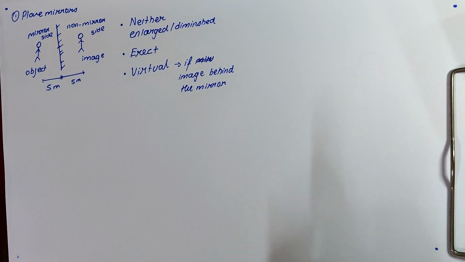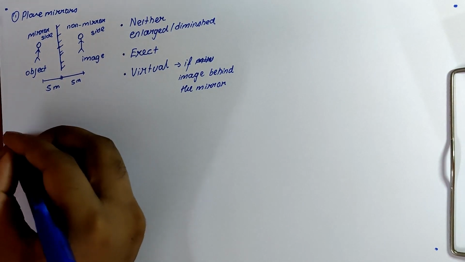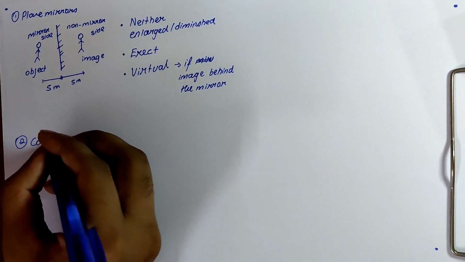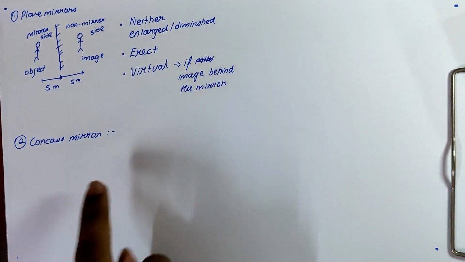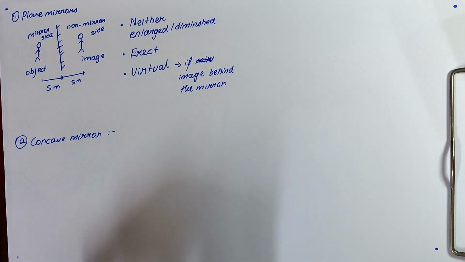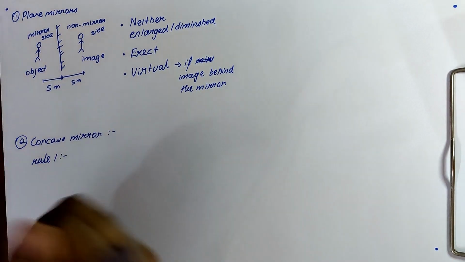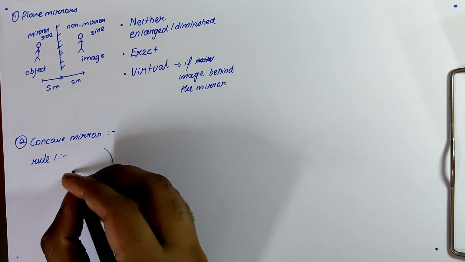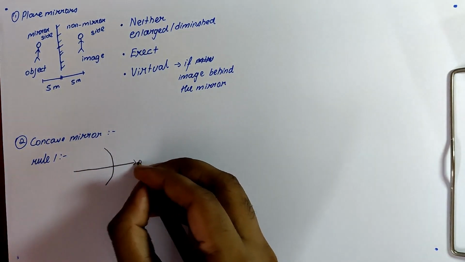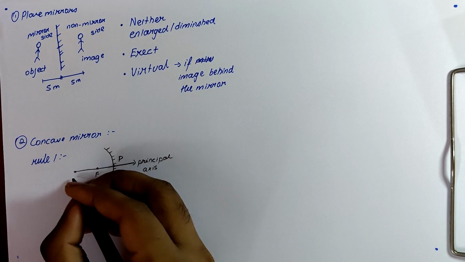Right. Now the plane mirrors are done. Now let's move on to the next set of mirrors, that is the concave and convex mirrors. So number 2 is the concave mirror. Before moving on to the concave and convex mirrors, I will discuss 3 sets of rules. Rule number 1. If you have a concave mirror, you have a principal axis. This is the pole, this is the focus, this is the center.